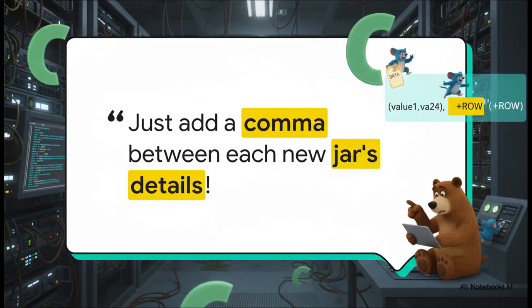So what's the secret ingredient for this power-up? It's just a comma. That's it. After the details for one jar, you just add a comma and then start the details for the next one. It is a crazy simple but super efficient way to add tons of data all at once.